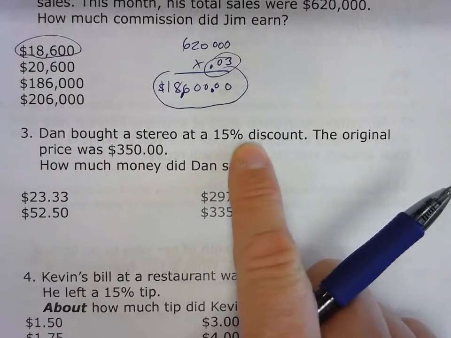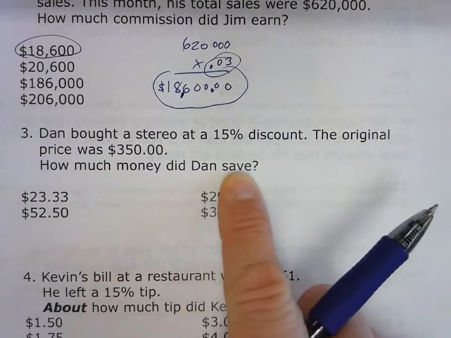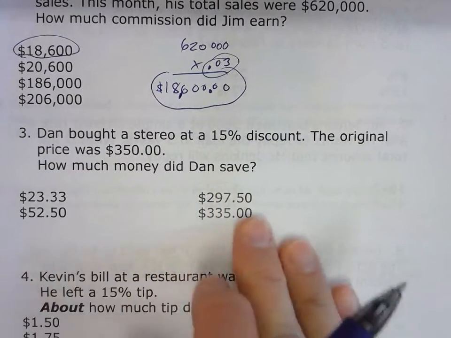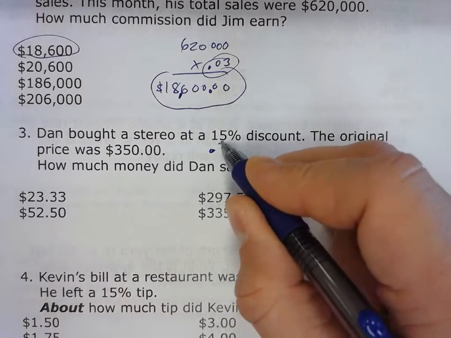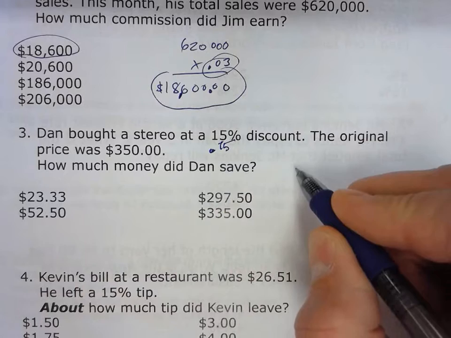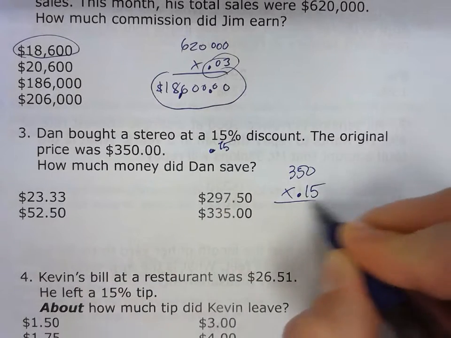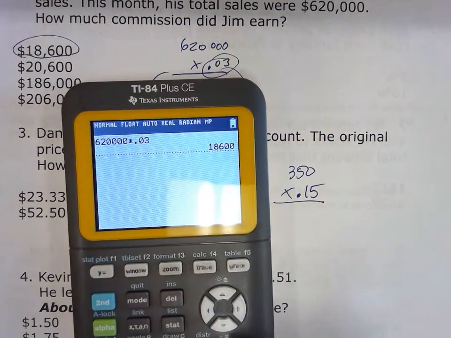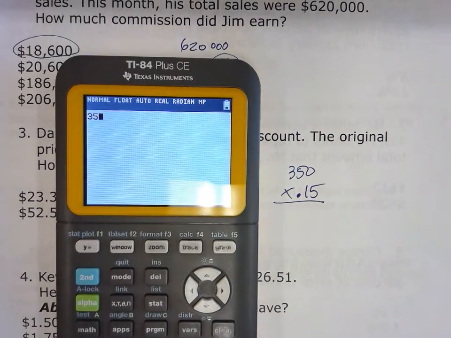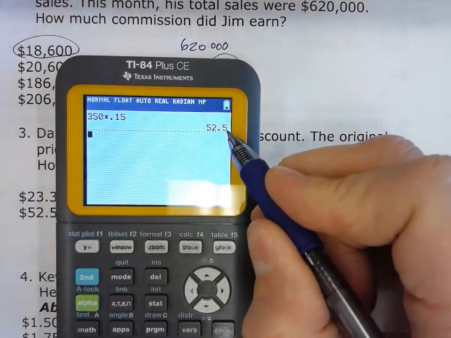Dan got his stereo, 15% discount. The original price was $350. How much money did Dan save? Alright, so you can see we got 4 different answer choices here. So again, I'm going to change that to my decimal, my 0.15. 350 times 0.15. Okay, I'll go ahead and use the calculator on this one straight up. So 350 times 0.15. That's $52, and you better not tell me that's 5 cents.